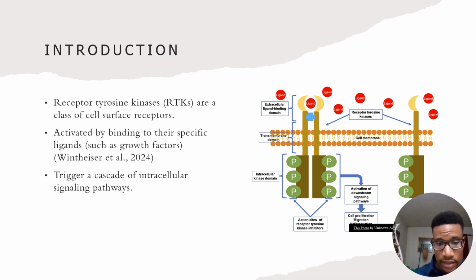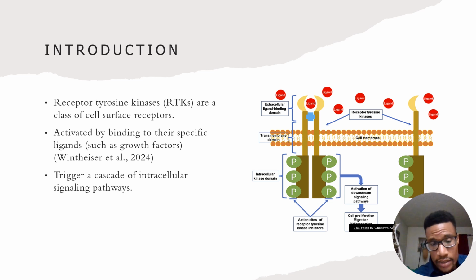The receptor tyrosine kinases trigger a cascade of intracellular signaling pathways. And these pathways regulate various cellular processes, including proliferation, differentiation, migration, and survival. In cancers, receptor tyrosine kinases can become dysregulated, leading to uncontrolled cell growth and tumor formation.